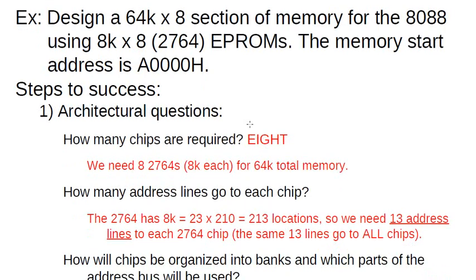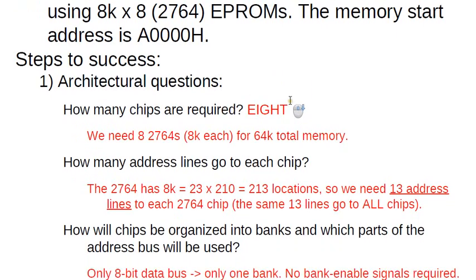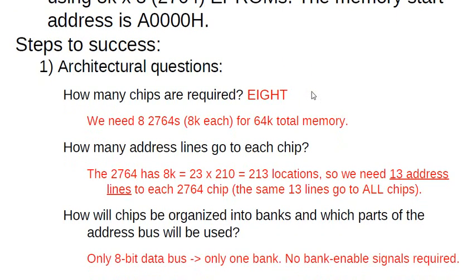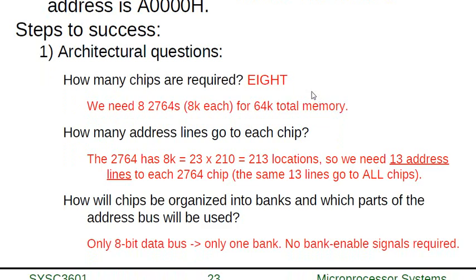Here we again have a problem where we need to design a 64K by 8 memory for the 8088 using 8K by 8 2764 EPROMs. The memory start address is A0000. The steps: architectural questions. How many chips are required here? We have 8 chips required here.